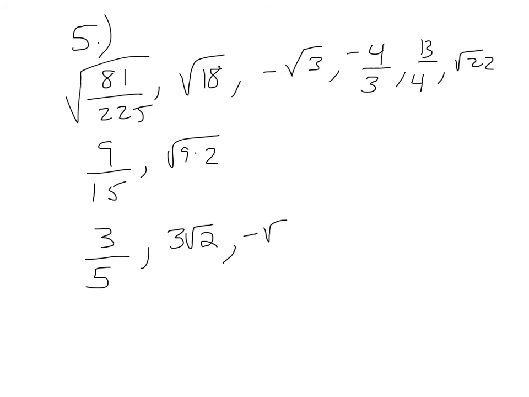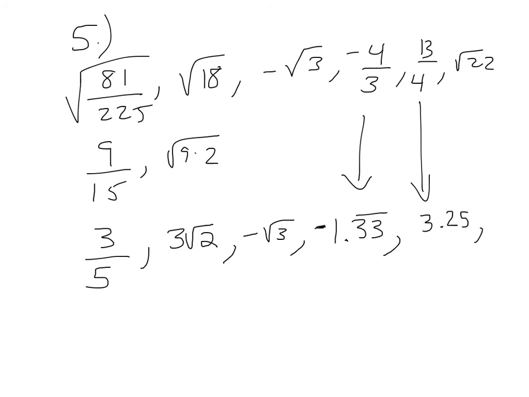In third position, let's just leave this as it is so far. In fourth position, it's easier to look at negative 4/3 as negative 1 and 1/3, with the 1/3 repeating forever. And in this position, you've got 13 divided by 4, which is 3 with 1/4 left over. And finally, the square root of 22, whatever that is.